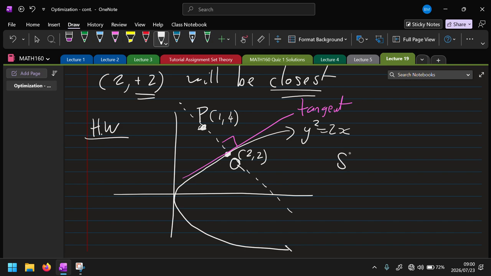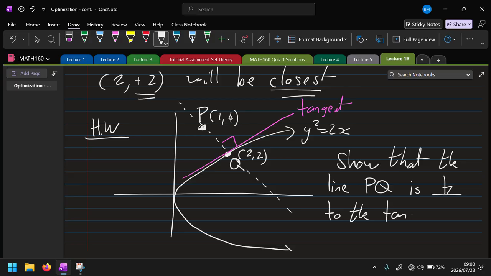Okay, so for homework, show or prove that the line PQ is 90 degrees to the tangent. And this will be true for any P. You can pick any P you like. So what this means is that the shortest distance between any point and a curve is normal to the curve.